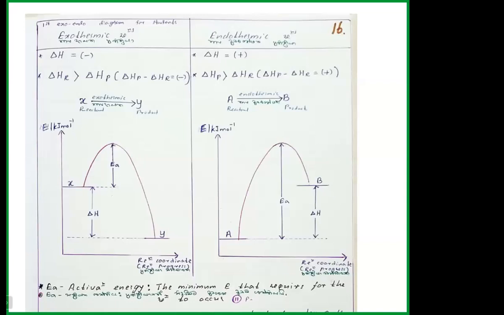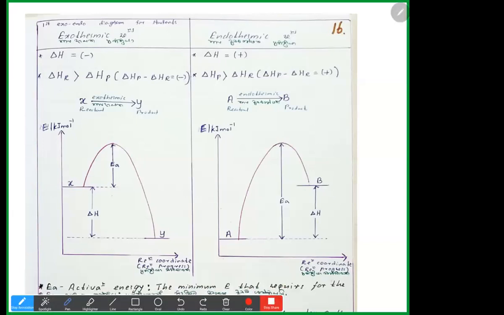Okay, so there are two different kinds of reactions thermodynamically, whether we are using energy or we are releasing energy. Two different kinds of reactions, exothermic reactions and endothermic reactions. Exo means exiting, we are giving energy away. So this is the exothermic reaction, the first one.